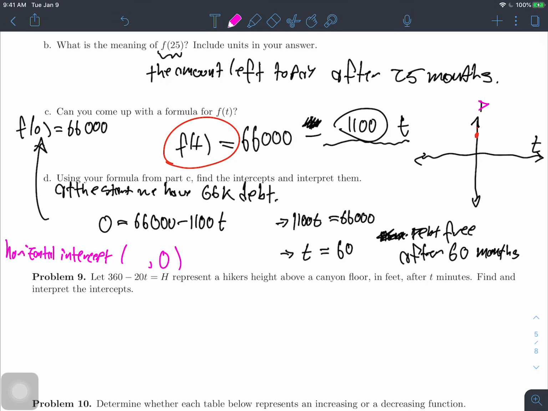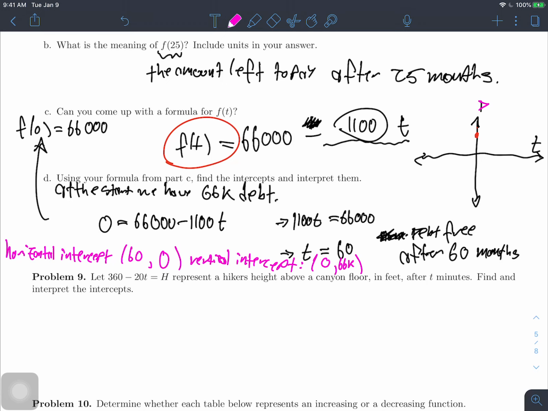So if my vertical is 0, that means that D is equal to 0, which means I have no more debt left. So the number that goes here should be the descriptor of how many months it takes for me to get debt-free. So it should be 60. And our vertical intercept should be an ordered pair where we have 0 for T, which means that we're at the start of our loan, which means I have all of it left to pay. So what goes here should be 66K.